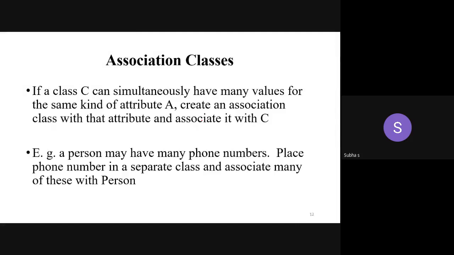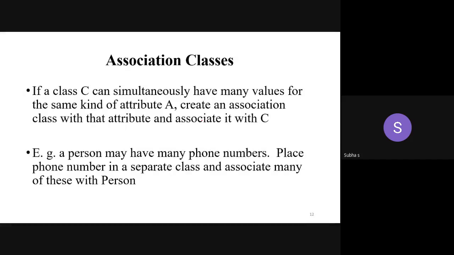And then you have to associate all the values with the particular class C. The best example is given in the second point itself. Suppose a person is having many phone numbers. Obviously, we all have more than one phone number, majorly. So, phone number is an attribute for a student or faculty or anything, for a person.